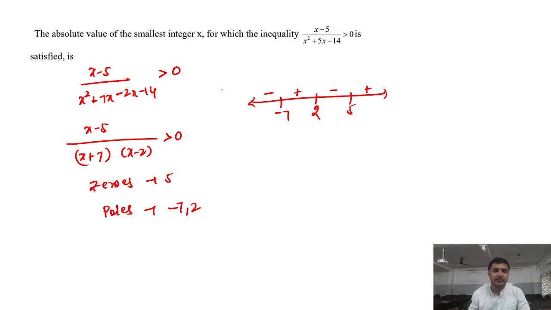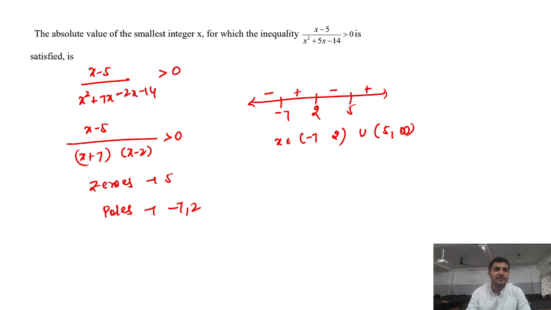Done? Now you let me know. Greater than 0 means we need to take plus. So x belongs to minus 7, and look, strict inequality means we need to use an open interval. Minus 7 to minus 2 union 5 to infinity. This is what we are going to get. Now tell me.